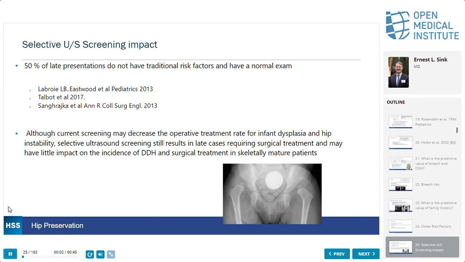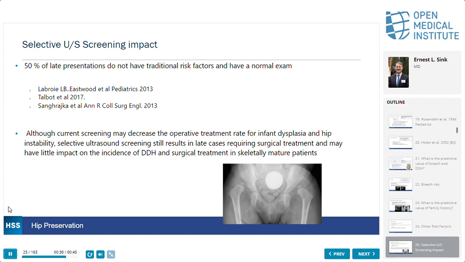Does anybody here do their own ultrasounds, or were trained in residency to do their own ultrasounds? Yeah, it's not that hard to do. So when they looked at England, 50% of late presentations do not have traditional risk factors and would have a normal exam. So 50% are missed unless you generally check every child. Although current screening may decrease the operative treatment rate, selective screening still results in late cases requiring surgical treatment and may have little impact on the incidence of DDH.